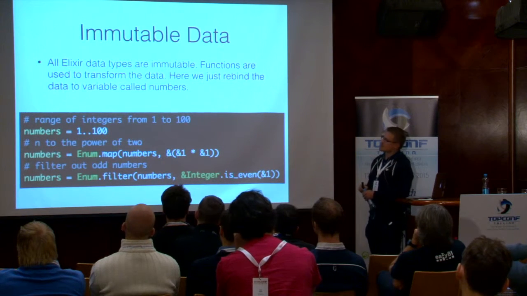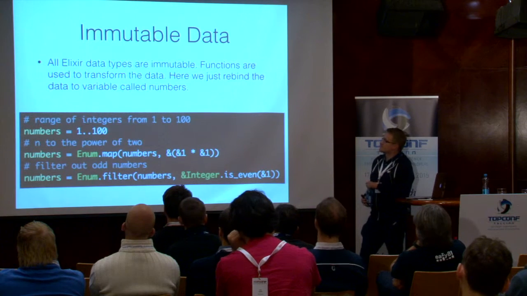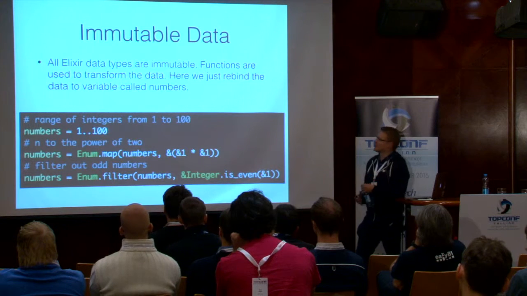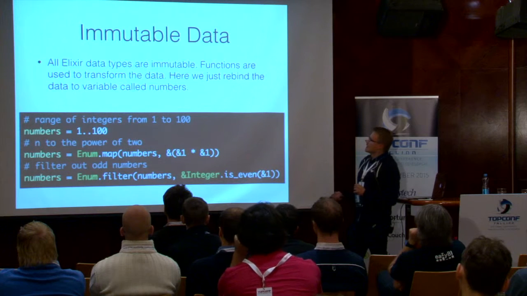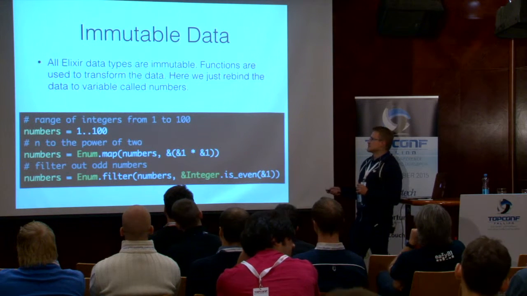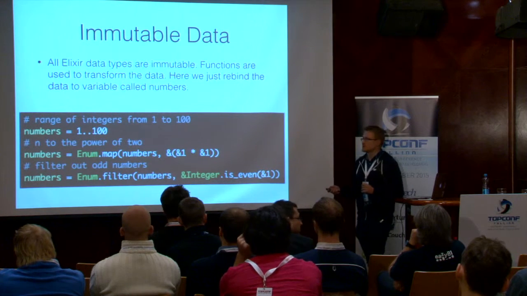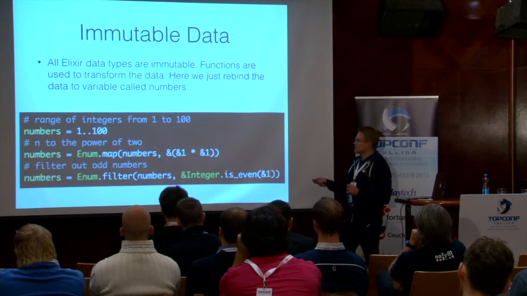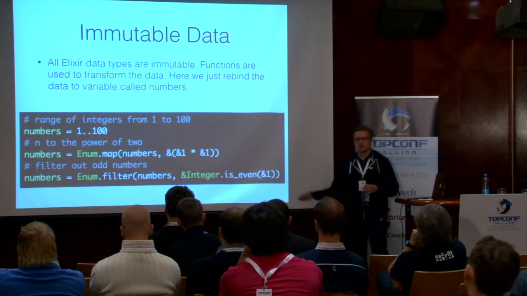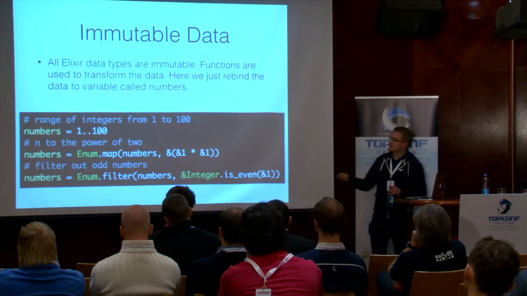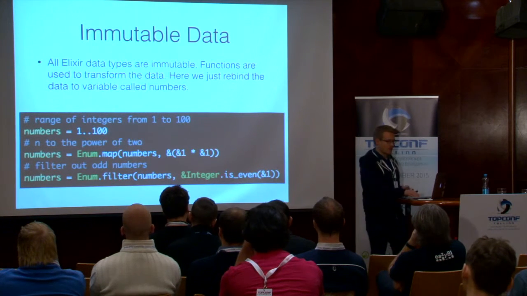Immutable data is something that's very inherent in Elixir, or rather, it doesn't have mutable data. Functions are used to transform the data, and this is an example of where you usually end up. So let's see, I have a range of numbers from 1 to 100. I want to map them, and then I want to filter them. The more operations I want to do on the data, it just adds more lines, and the code is not that readable anymore.